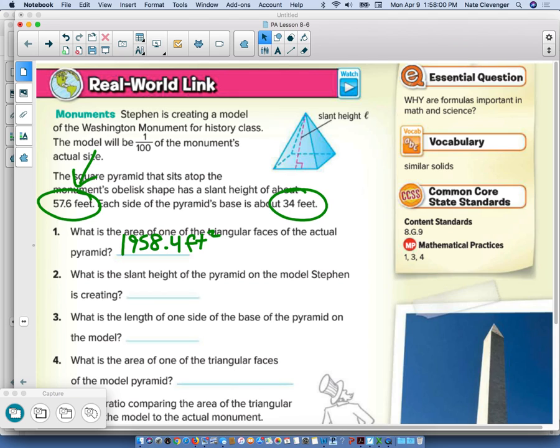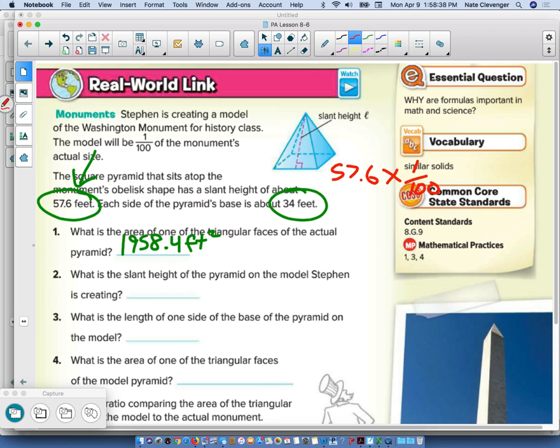Say that louder though. That's what I thought you said. Yeah, you divide it by 100. Okay, taking the actual slant height of 57.6, we're going to multiply it by 1/100th. Multiplying by 1/100th is the same thing as dividing by 100, just like multiplying by 1/2 is the same thing as dividing by 2.